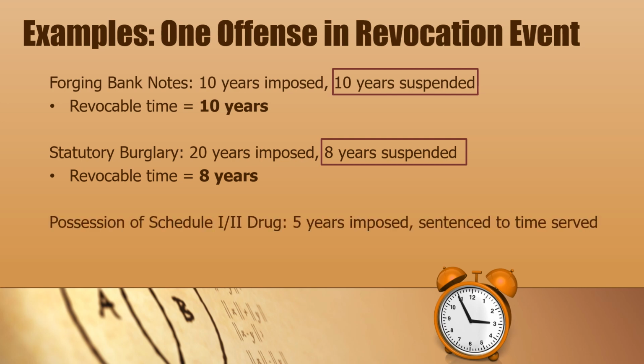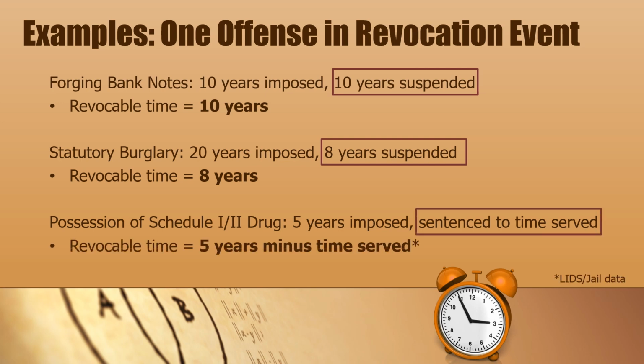In our last example, the defendant was convicted of possession of a Schedule 1-2 drug with 5 years imposed and sentenced to time served. The revocable time for this event is 5 years minus the amount of time they served in jail prior to the conviction. This is very different than credit for time served. You would only use time served for revocable time if the judge sentenced the defendant to time served. You should be able to obtain this data through the jail where they were held or through LIDS.